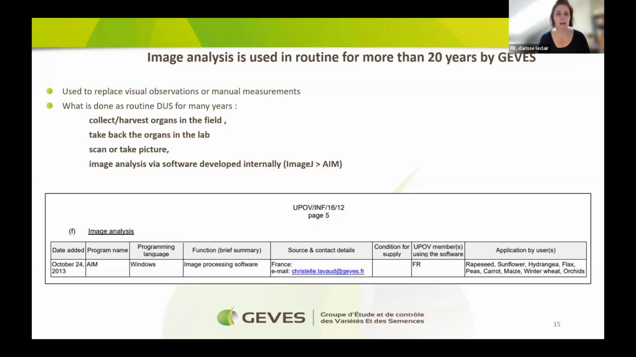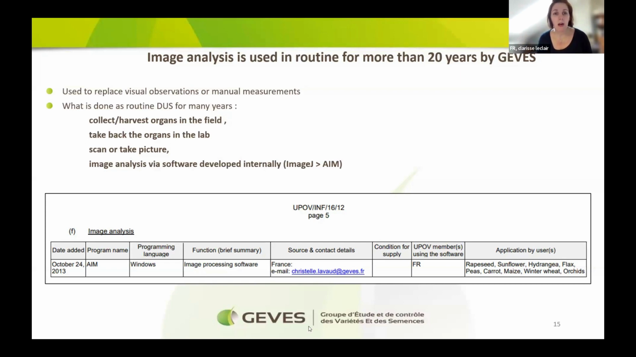So basically what is done as routine for DUS for many years is that we collect or harvest organs of different varieties, different plants in the field. It can be leaves, can be leaflets, can be petals, can be seeds harvested, can be pods, and so on. We have several examples, and I will display some examples afterwards.